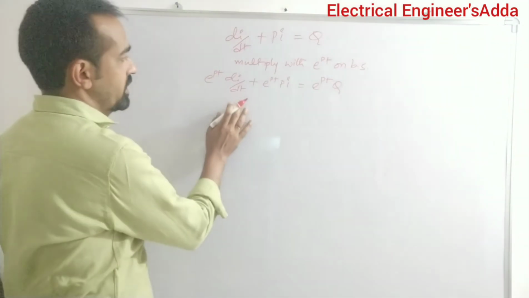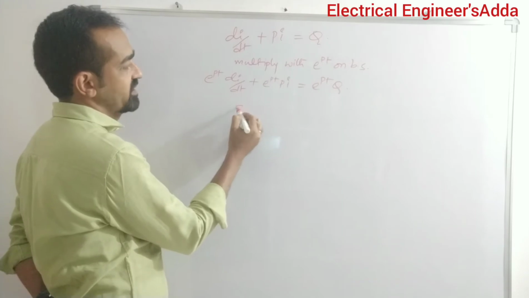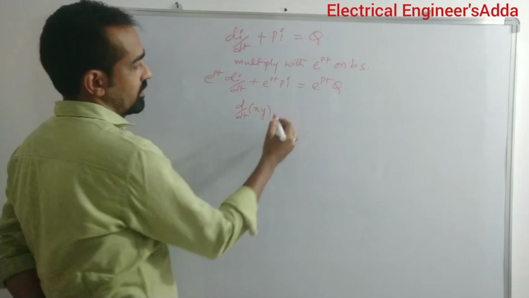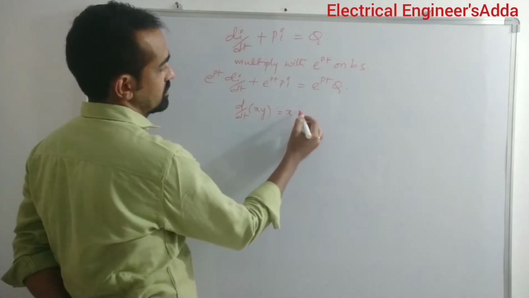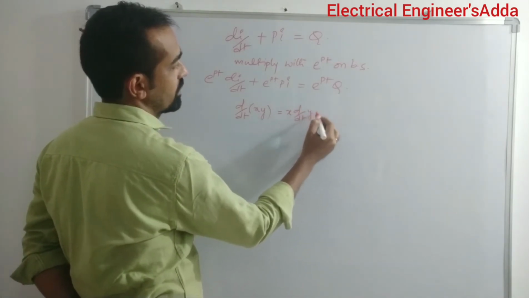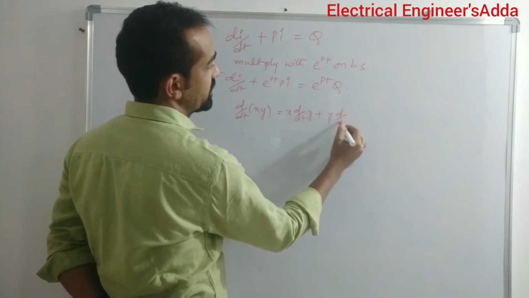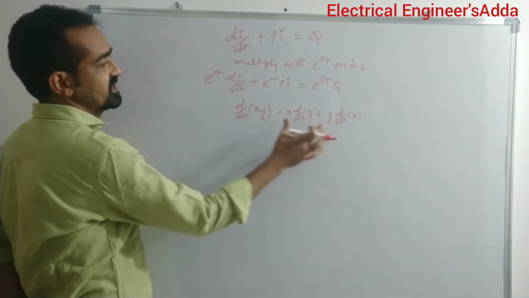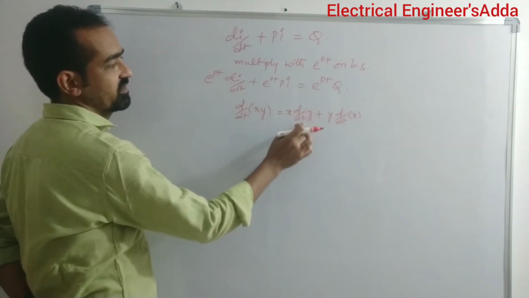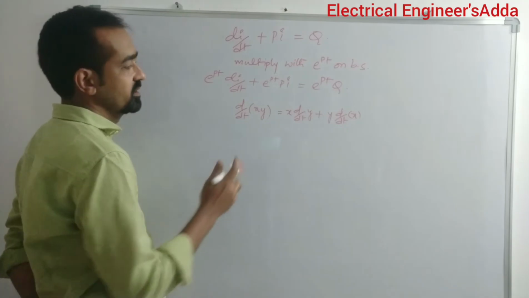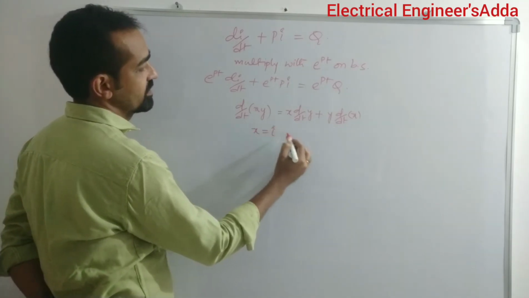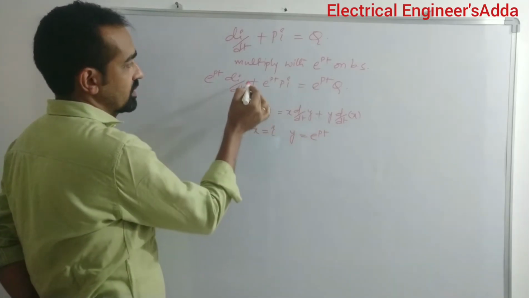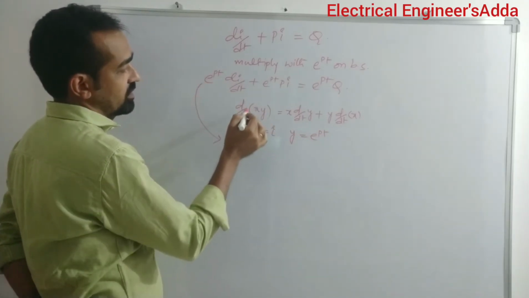Okay, here what is the differentiation of xy? Here x into d by dt of y plus y into d by dt of x. Okay, this is in terms of this one, x into dy by dt plus y into dx by dt. Here x is equal to I, y is equal to e power of pt. Okay, this can be written in this form.